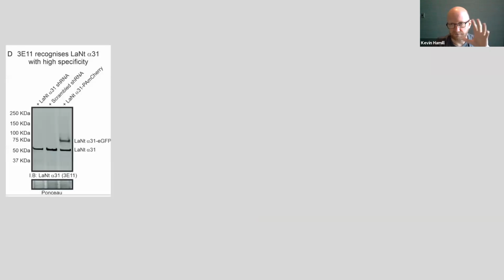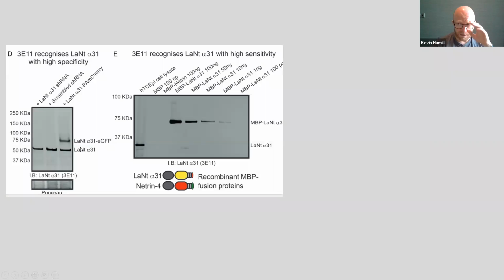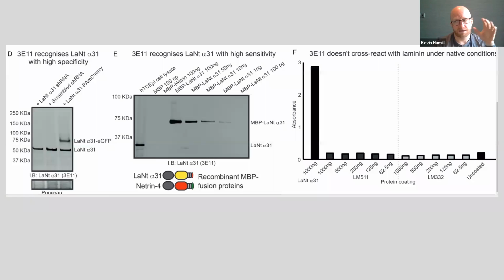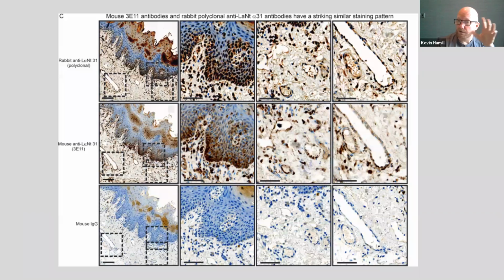And just to show you some of the validation of those antibodies, because I'm going to show you some images, we can show that our antibody recognizes the LaNt protein with high specificity, and this is when we've overexpressed it in cells. It's actually quite sensitive. This is a dilution series of the purified protein, and it doesn't recognize any of the other laminins, which is what we'd expected because it's a non-conserved region anyway, but this is an ELISA to show it recognizes the right thing only.